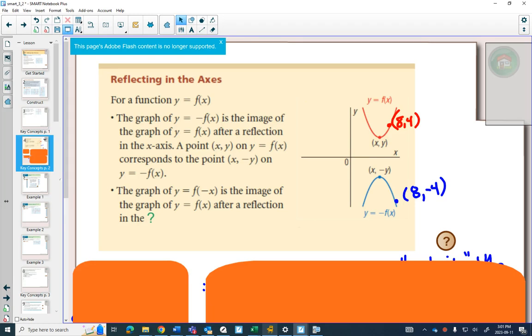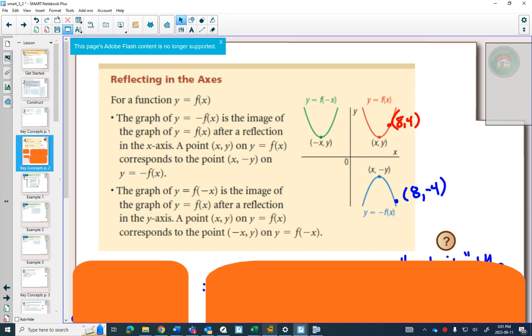Anytime you have something that's outside of the function, anytime that you have something that's vertical, the y-coordinate is the one that changes. Right? You move things up and down, what changes? Your y-coordinate. Now we have a negative outside, what changes? Your y-coordinate.